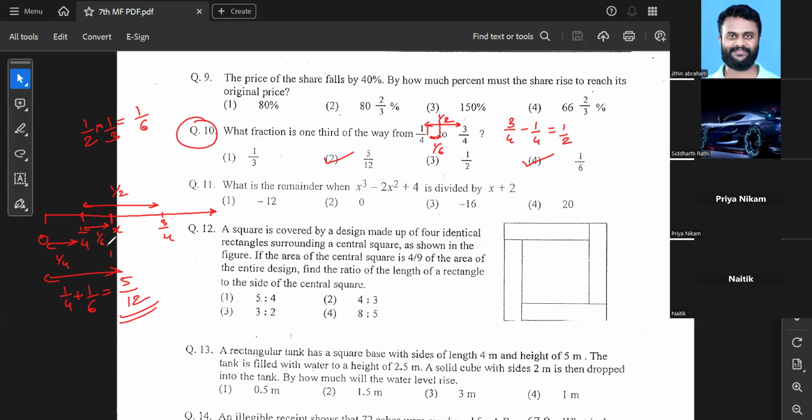So 1 by 6 is only the distance, from 1 by 4 to x. Now what is x? X is the total distance from 0 to x. So how much will the distance from 0 to x be? It will be 1 by 4 plus 1 by 6. Understood? Okay. Sir, but in exam, if we interpret only the 1 by 6 part, will the marks be given or will half mark be given? Full marks will be given. Okay, sir.